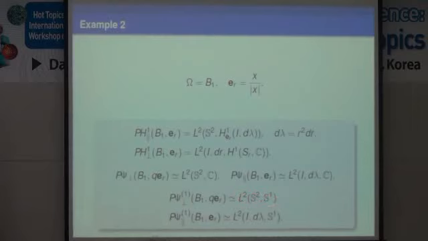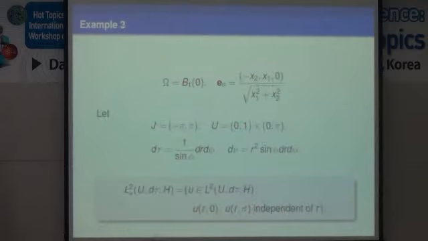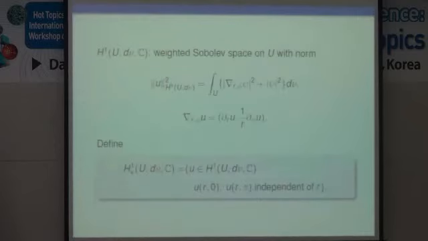Again, we have many, many minimizers. And maybe I should not mention this one, it has a kind of complicated definition. If we have another n, which is e theta, where e theta is rotation in the xy plane, minus x2, x1, then the space looks a little bit strange.